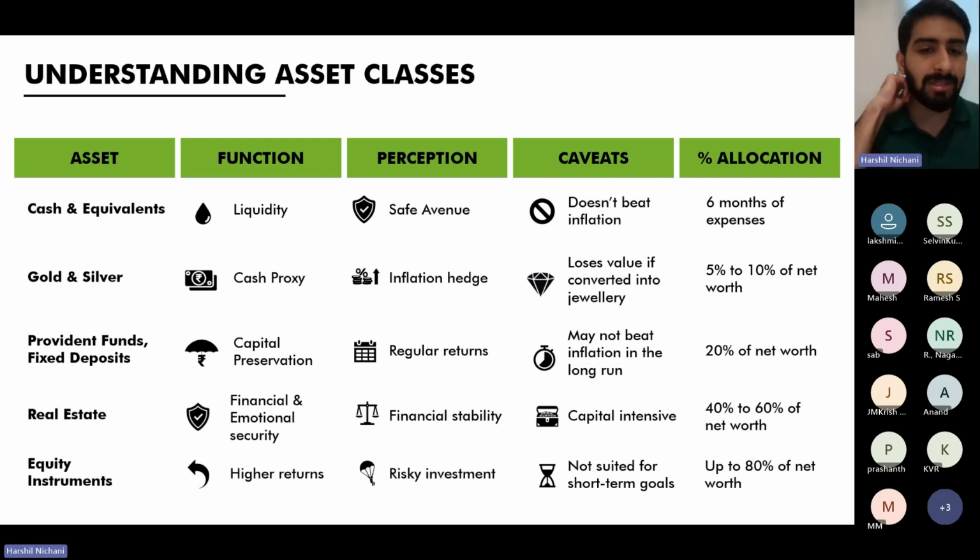Your gold and silver allocations, definitely it's a proxy. It is a hedge against any inflation. If there is a use case for it at home where you want to use these precious metals, then definitely you cannot think of it from a price appreciation point of view, where you don't think of growth.